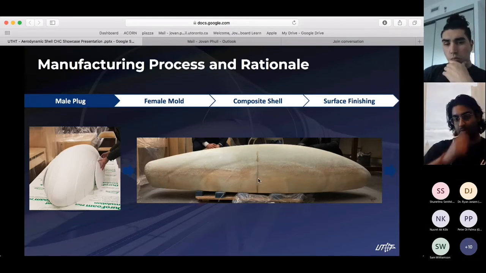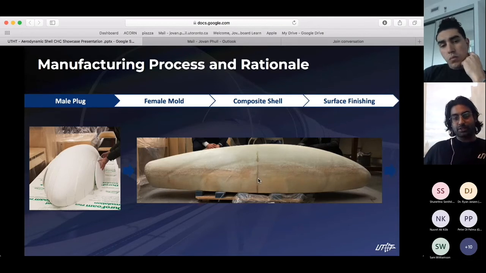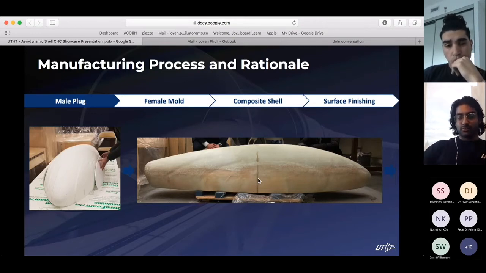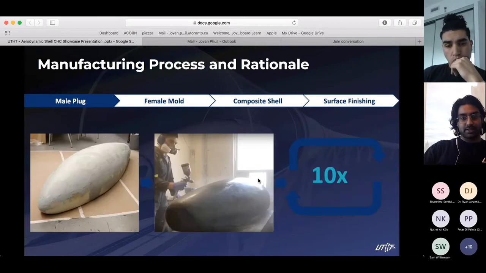So we have all our foam, which we essentially just epoxy together, and then we wrap them up in fiberglass, and that's shown in the picture on the right. It's all wrapped up in fiberglass. So this was the start of our mold, and then we continued to work on that.